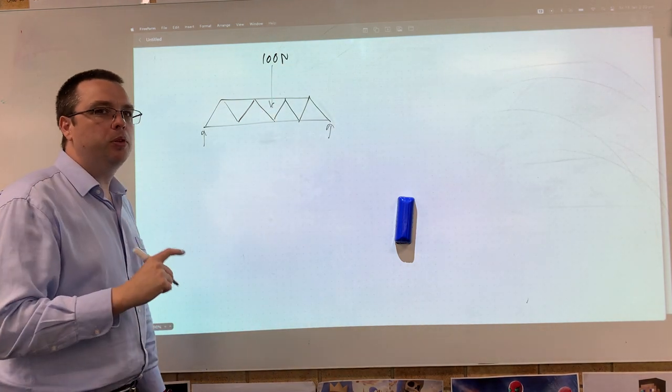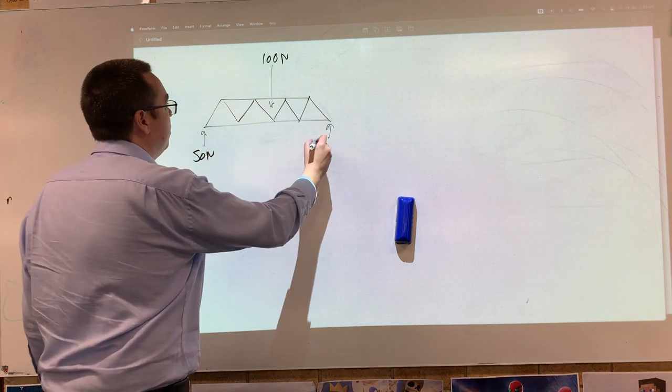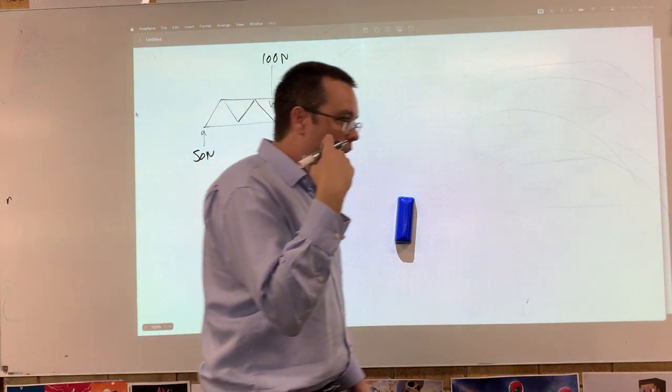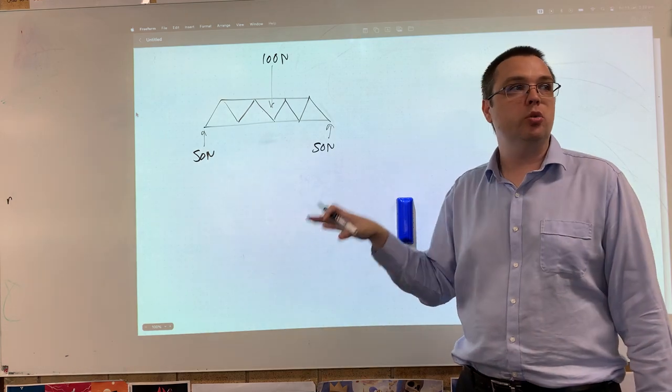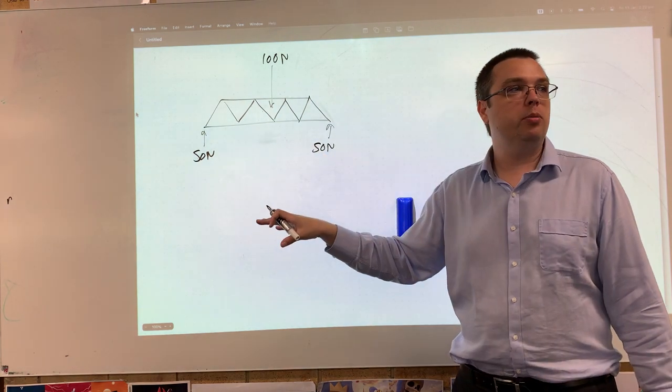And I think for most people, it's pretty obvious, it's intuitive, that our reactions are going to be 50 and 50. At this point, this actually is assumed knowledge. You should be able to understand that the reaction is probably going to be equal.